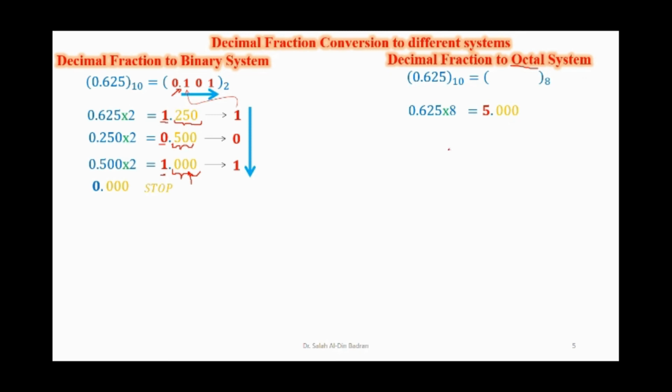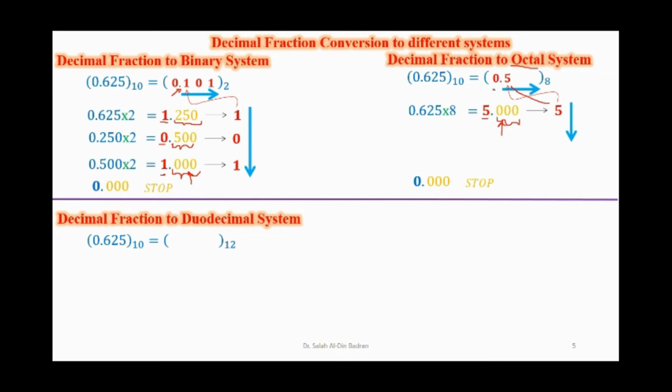5.00. We will take this aside as the first octal number. We will take the fractional part to repeat the multiplication, but we stop at the first step. Why? Because we got 0 here. So we stop the operation, and this is the only number that we have. We write it here. So we have 5, but you have to write 0.5. 0, it means we stop here.